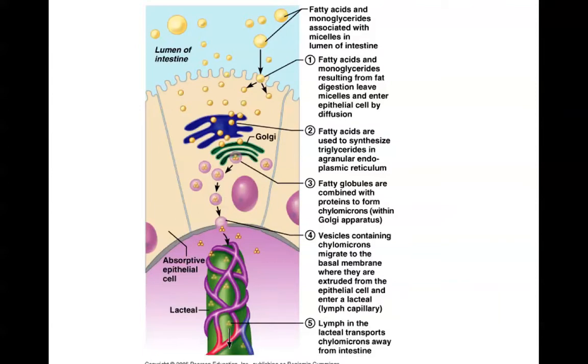Okay, so there's just a number of steps to basically break down fats, surround them with different structures, and make sure that they are able to be present in a polar environment so they're transported as easily as possible.